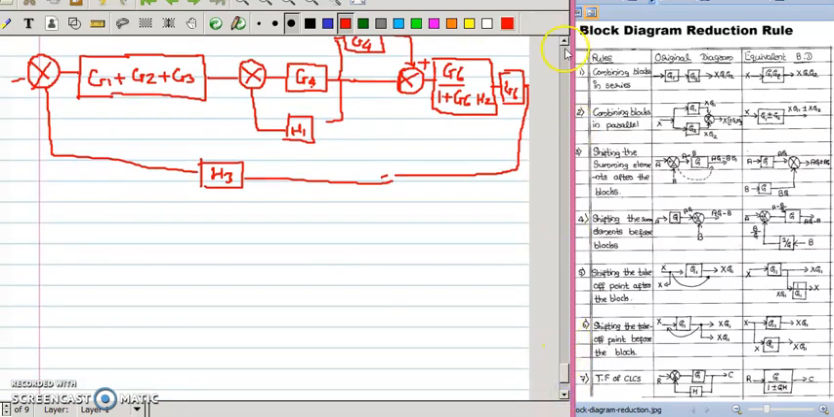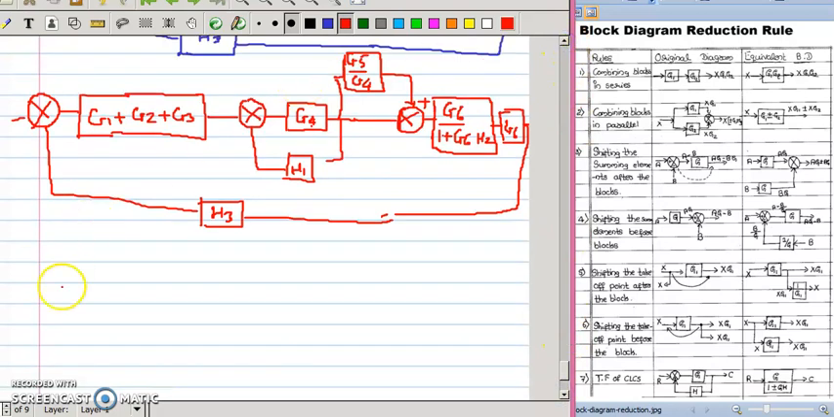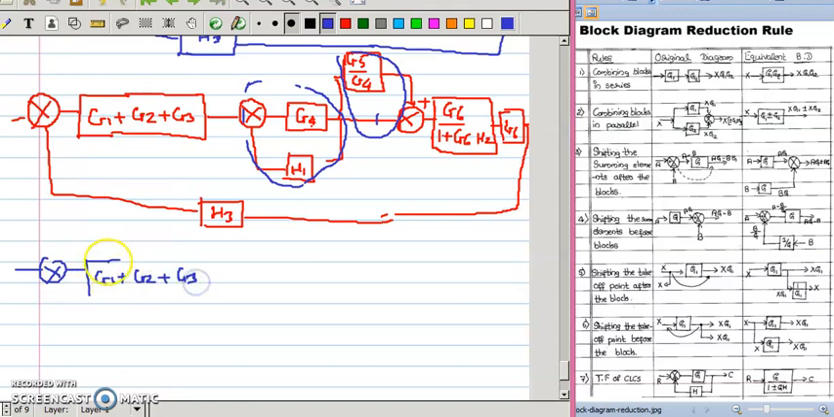What is the next step? Okay, what will be the next step? See, after this, can we do this combination, elimination of feedback rule again? Elimination of feedback rule here, and again this is the parallel path. Just consider here 1. Okay, so this mixer as it is. Okay, then G1 plus G2 plus G3.